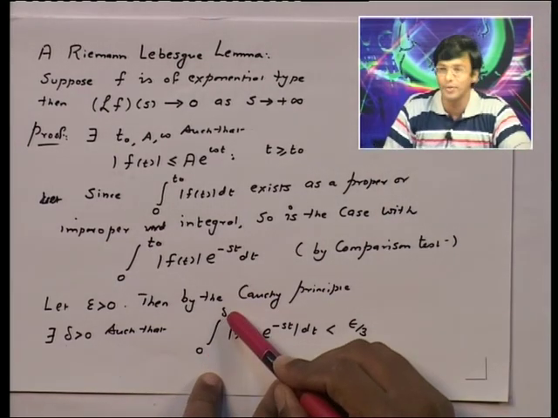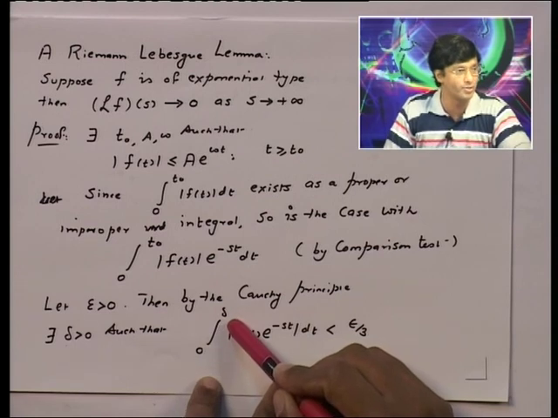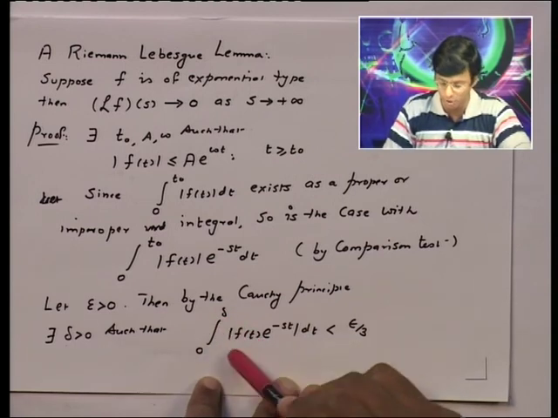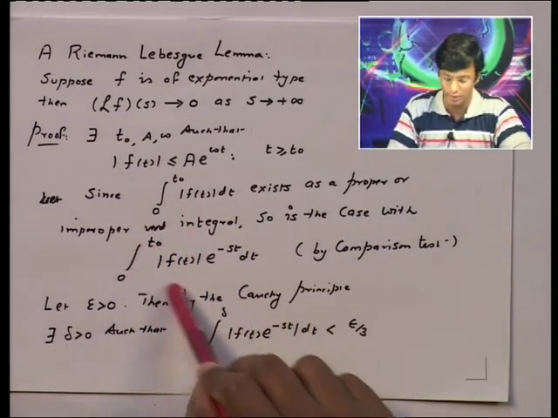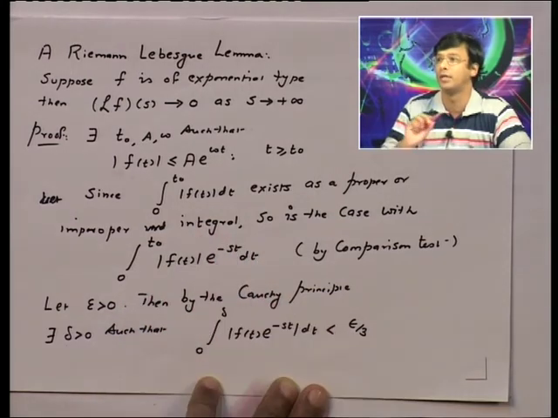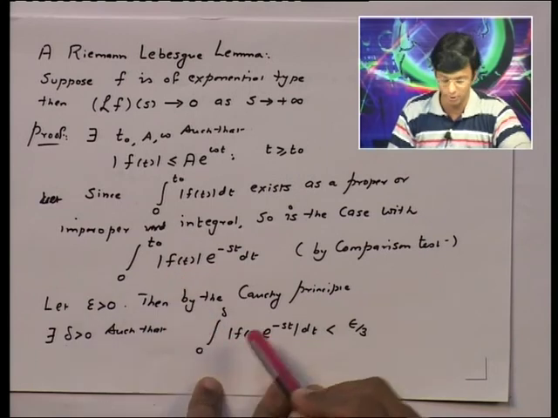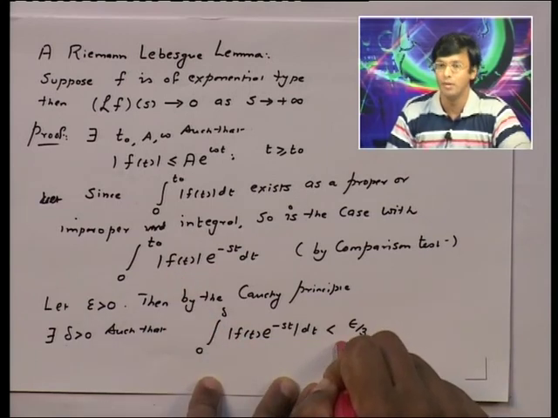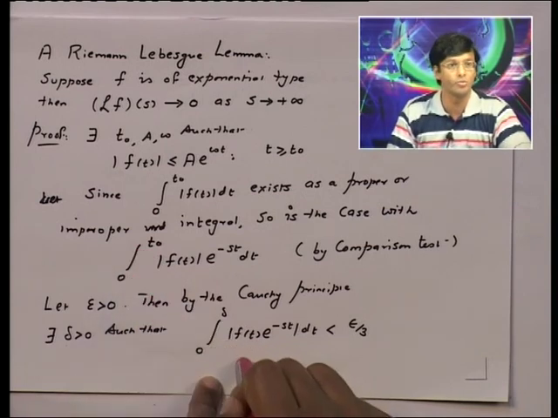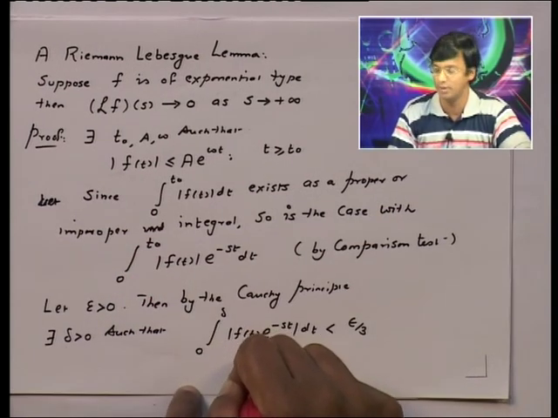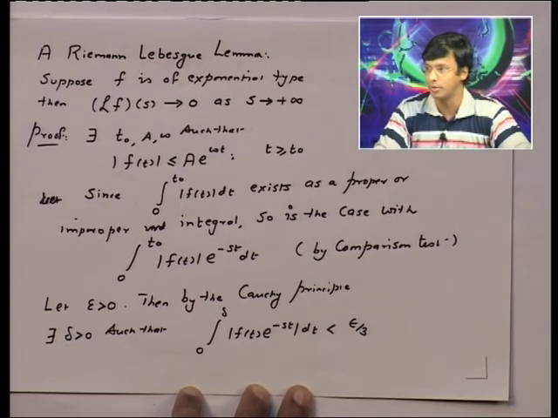First look at this integral from 0 to delta. By the Cauchy's principle of convergence, there is a delta such that this contribution is going to be less than epsilon by 3, because this integral is a proper Riemann integral or a converging improper integral. If the function is continuous in a neighborhood of origin, then this is absolutely trivial. If it's an improper integral at the origin, then this follows from the Cauchy's principle of convergence. In either way, there is something of this kind. So the 0 to delta is one piece.